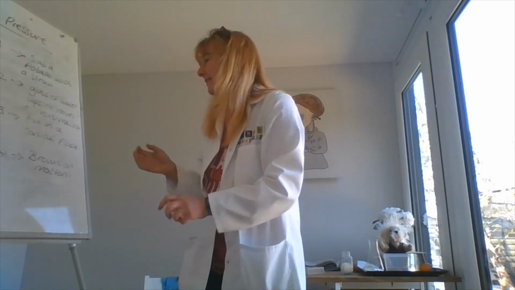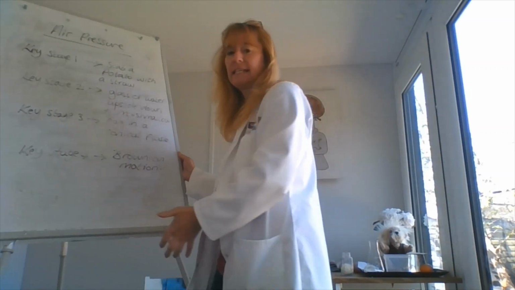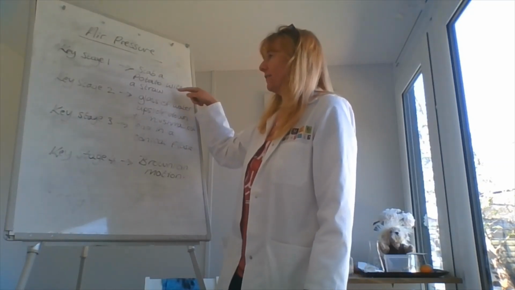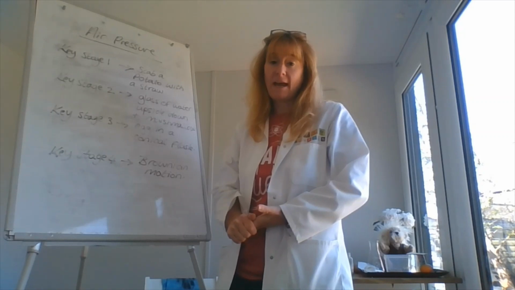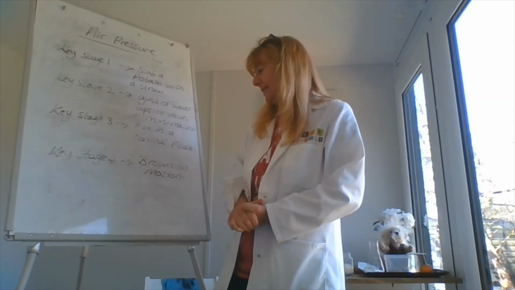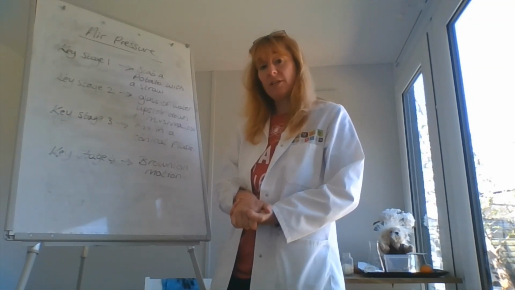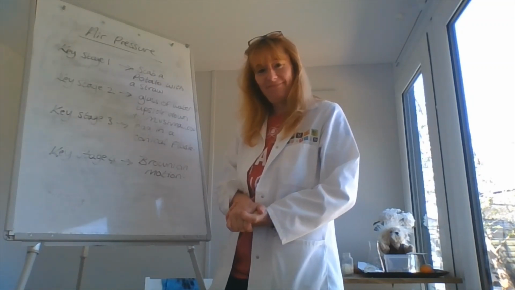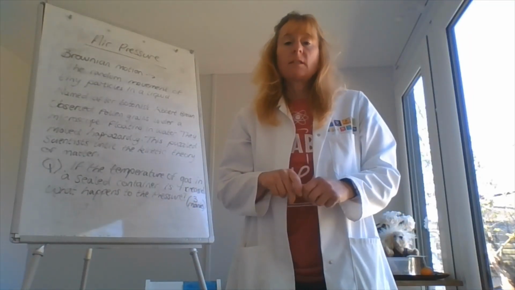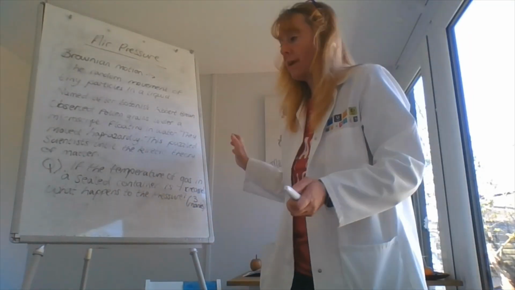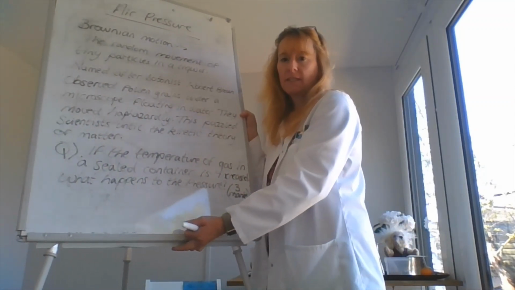Okay. So that is key stage one, key stage two, and key stage three on the different activities and practical activities that you can do with air pressure. We're now going to have a look at key stage four and Brownian motion. So key stage four, looking at Brownian motion then. Let's move this around so you can see it.